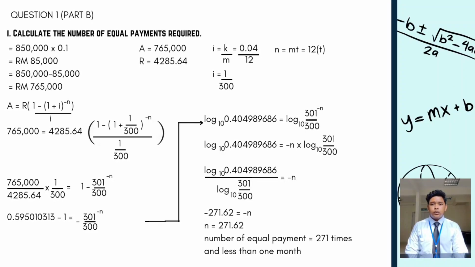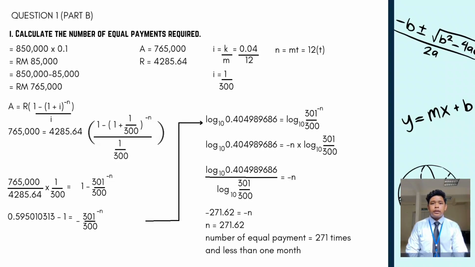For the question, we will use the formula A equals R in bracket 1 minus in bracket 1 plus i to the power of negative n, divided by i. A is 765,000 because the buyer must pay 10% of the total price. R is 4,285.64. i is 1 over 300. So in this question we need to find n. First, we need to put all the information in the formula.